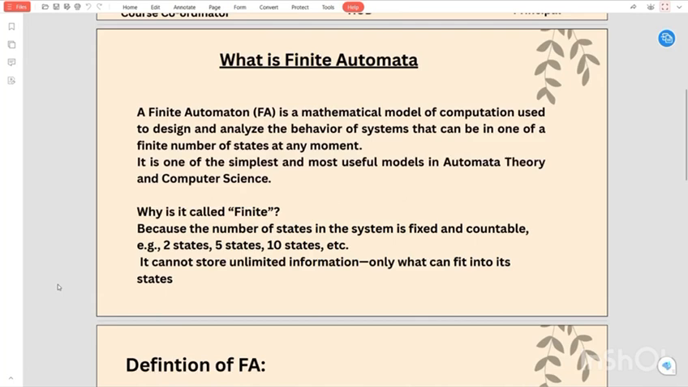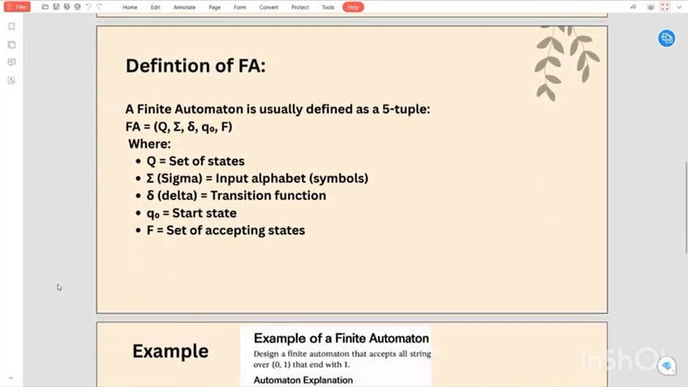Then, how to define a finite automata. Here is a simple definition of finite automata. Finite automata is usually defined as a five tuple. The five tuple is Q, sigma, delta, Q naught, F. What are they? Q is a set of states.